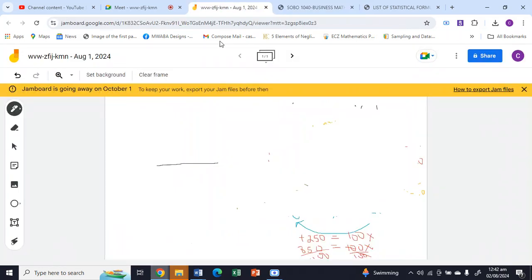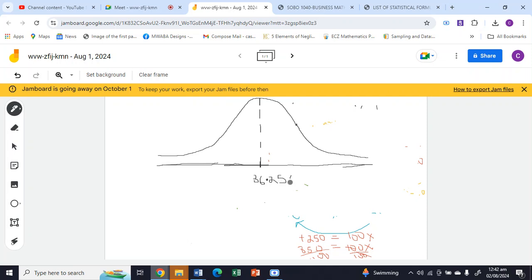Yes. So, if you remember, one property of a normal distribution is that the mean, the median and the mode are the same. So the normal distribution is this bell-shaped curve. It's symmetrical about the mean. So in this case here, it's symmetrical about 36.25. This is both the mean and the median.